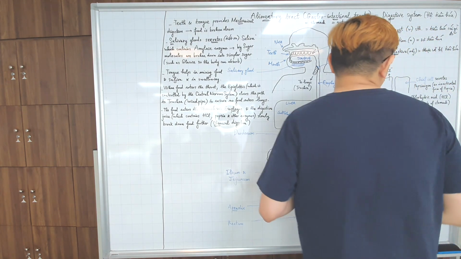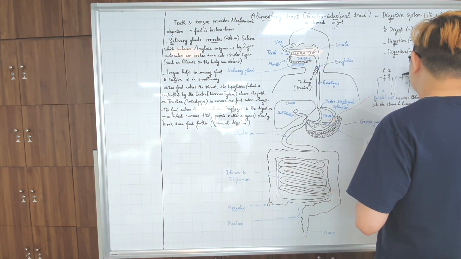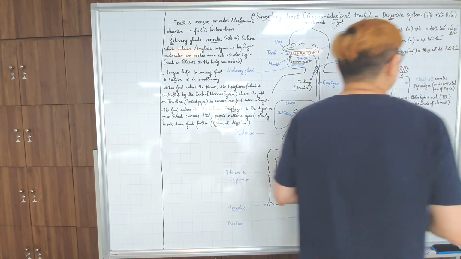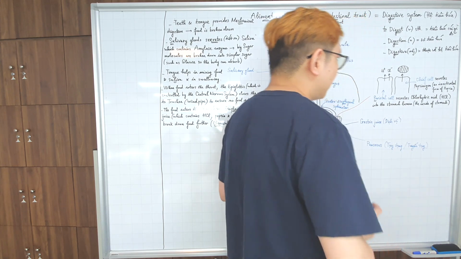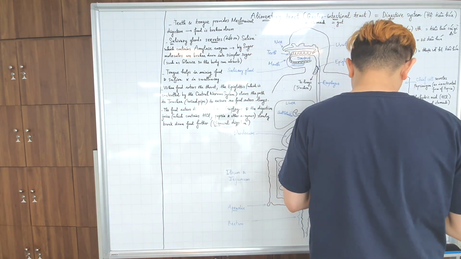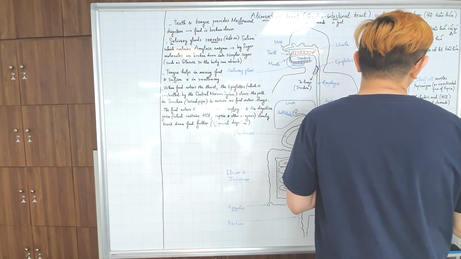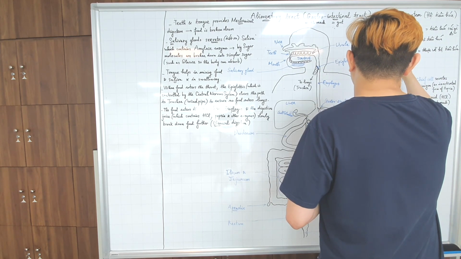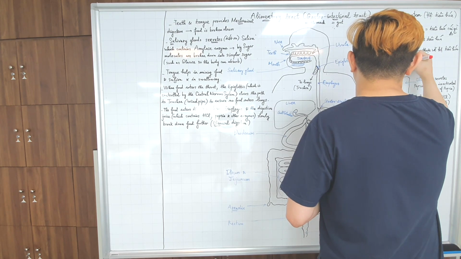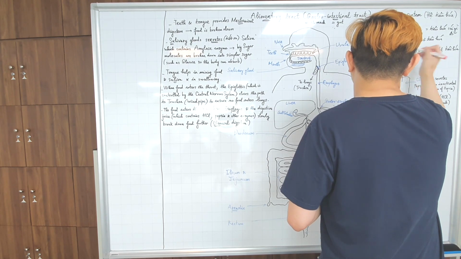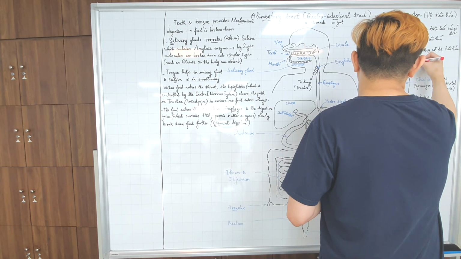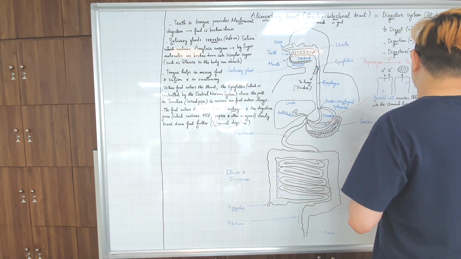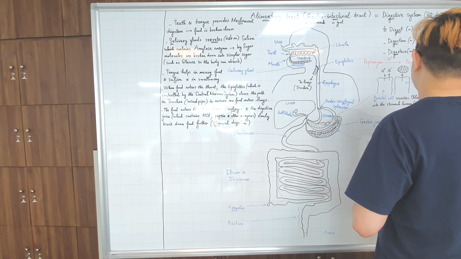So basically it secretes pepsinogen, which is an inactivated form of pepsin, and then a reaction happens. Pepsinogen must be activated in the presence of H+, so it becomes pepsin. So pepsin is an activated form.